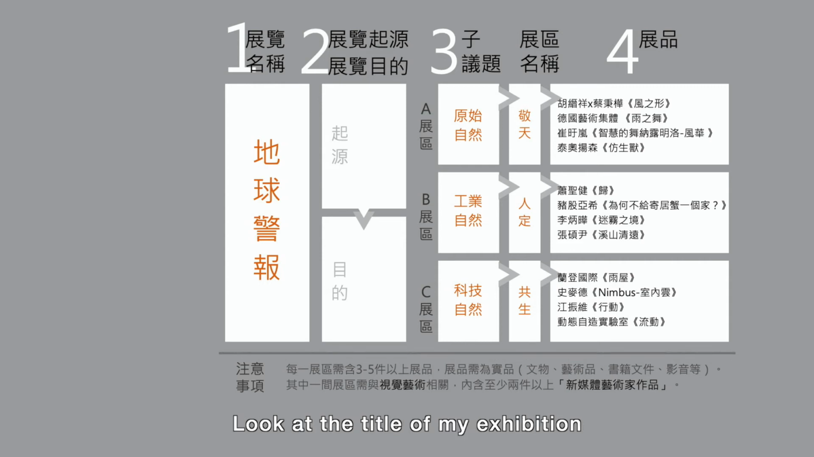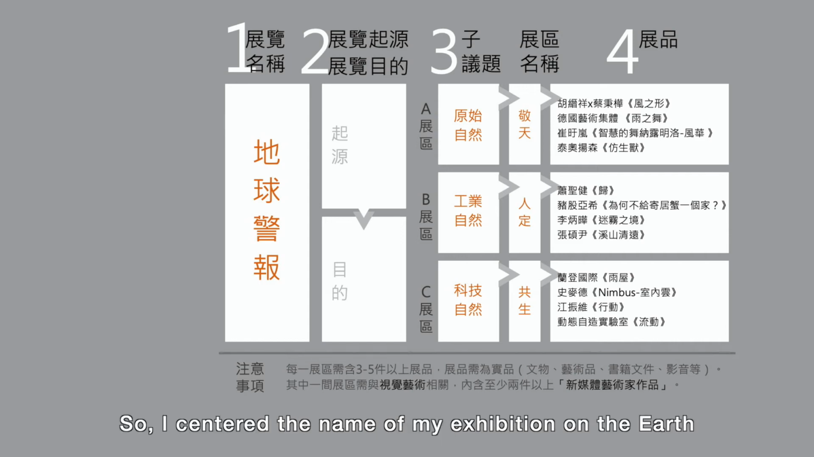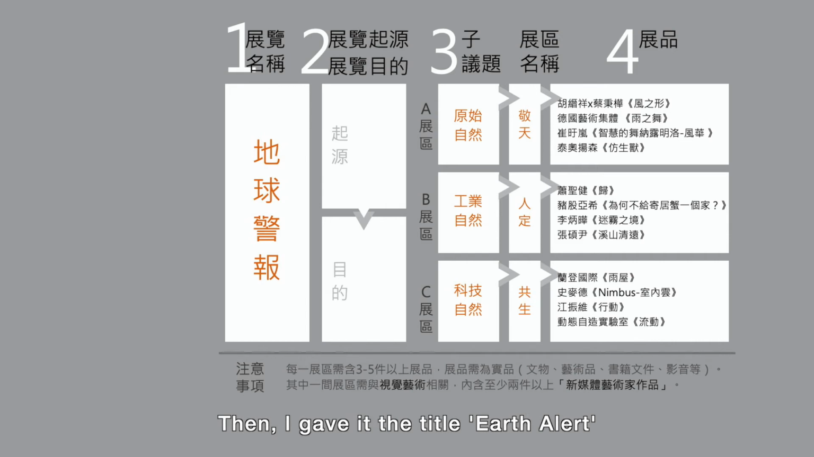Look at the title of my exhibition. What I want to do is to call on everyone to care for our planet. So, I center the name of my exhibition on the Earth. Then, I gave it the title Earth Alert. You can also see that the exhibition has 3 topics. Before I created the website, I first found corresponding artists and artworks. So, you will see that altogether I collected 12 works.